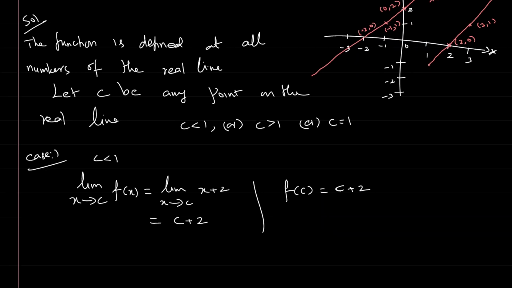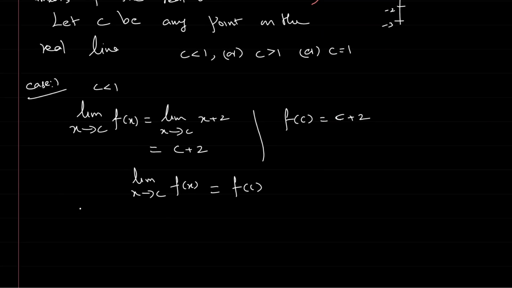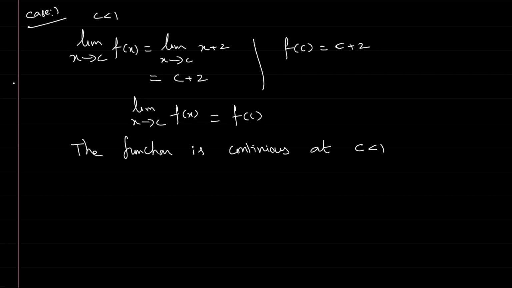Now see here, the condition satisfies, that is limit x tends to C, f of x equal to f of C. Therefore, the function is continuous at C less than 1, that is at all points less than 1. Now case 2.